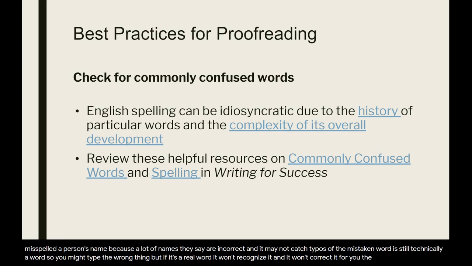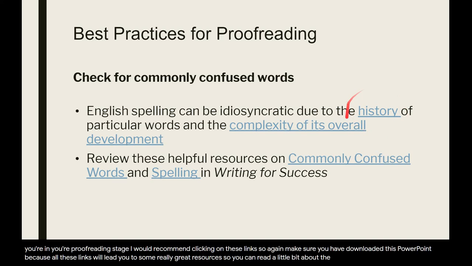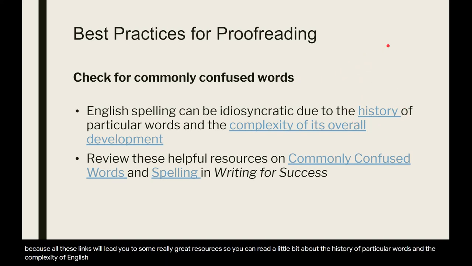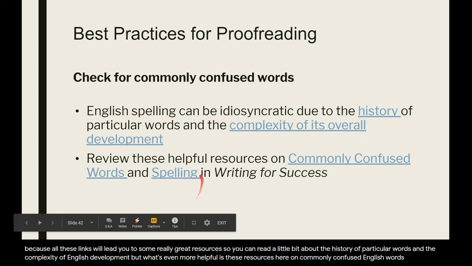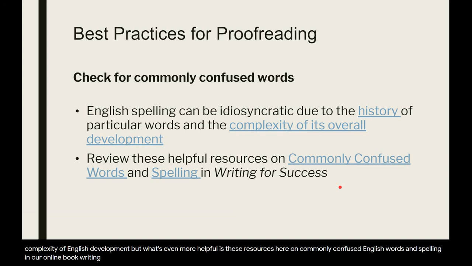So before you submit, when you're in your proofreading stage, I would recommend clicking on these links. Again, make sure you've downloaded this PowerPoint, because all these links will lead you to some really great resources. You can read a little bit about the history of particular words and the complexity of English development. But what's even more helpful are these resources here on commonly confused English words and spelling in our online book, Writing for Success. I would highly recommend at least reading the last two.